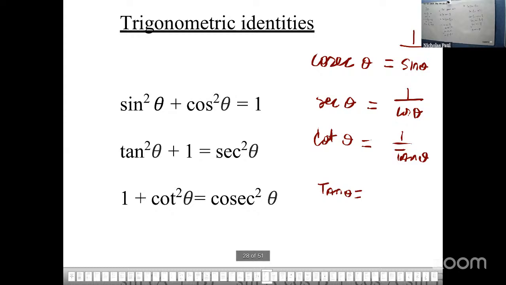Remember that tan theta is equal to sine on cos. So what would cot theta be? What would cot theta be? The other way. Those are the first four identities that we need to learn.